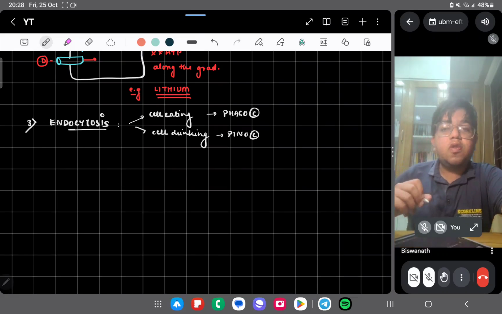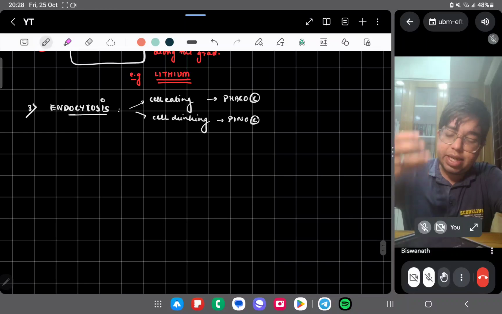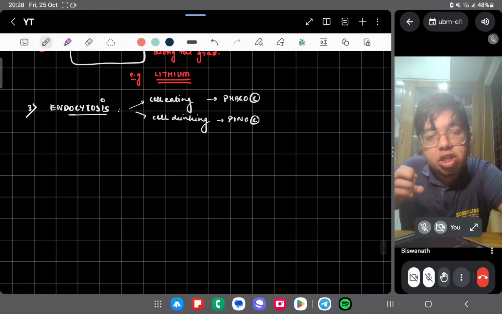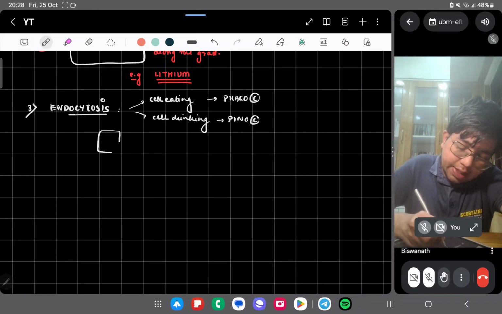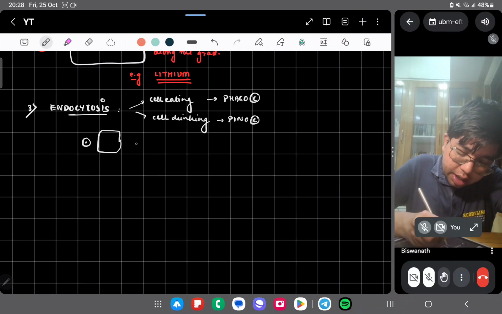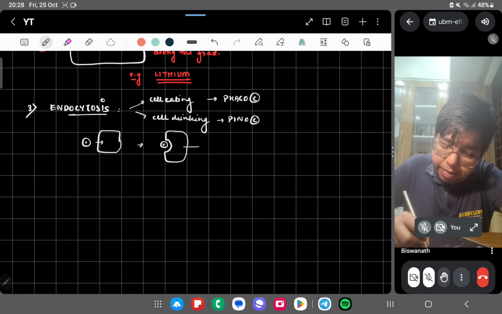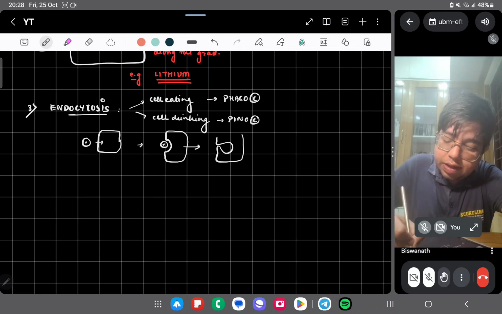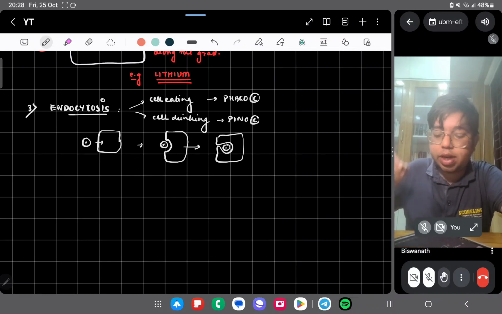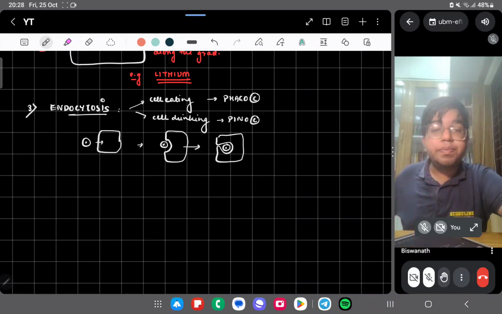Understood? So wherever a drug is engulfed by invagination in the membrane, right? Let's say this is a cell, and a drug comes. The drug is taken inside by this indentation created in the membrane. This moves inside, causing a phagosome formation. So this is the phagosome formation. The drug comes inside.